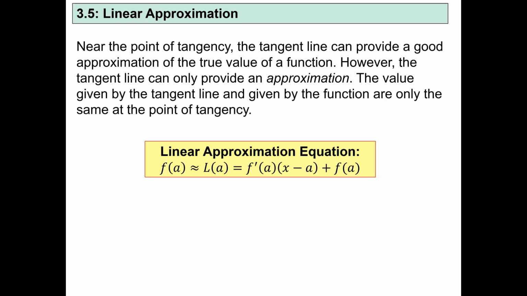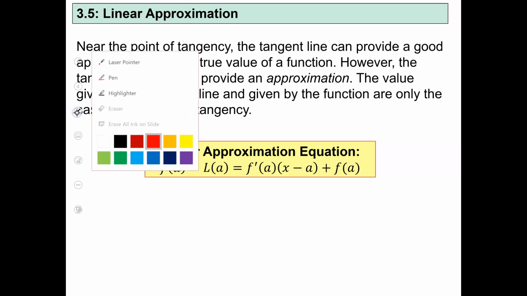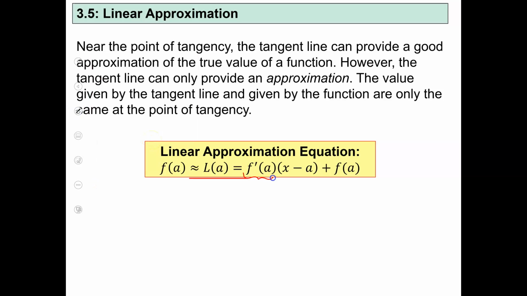So what is f prime of a? What does that stand for? Slope, right? F prime is going to be the slope at x equals a. So this piece is just our slope at x equals a, where a is the x value at the point of tangency. And then what would f of a be? That's the y value at x equals a.